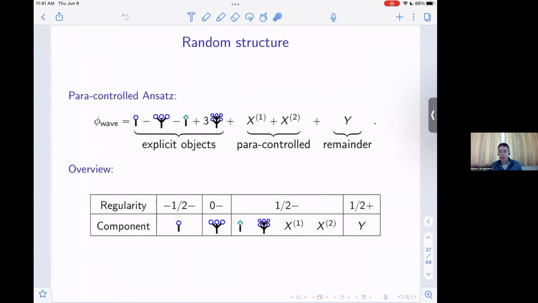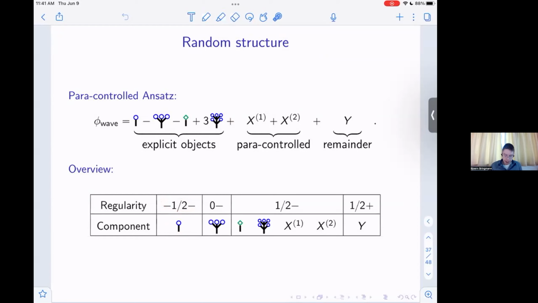Now, the most basic piece of information you may want to know about these properties or about these objects is their regularity, right? So the first component that we have here, which is the blue lollipop, will have regularity -1/2 minus. So this is the low regularity that we were expecting to see, and this is because the wave equation does not smooth its initial data.